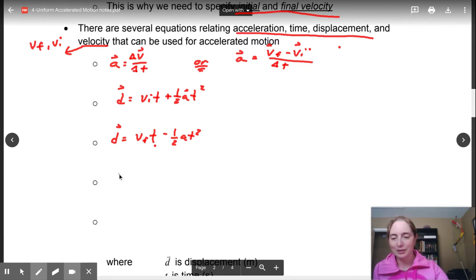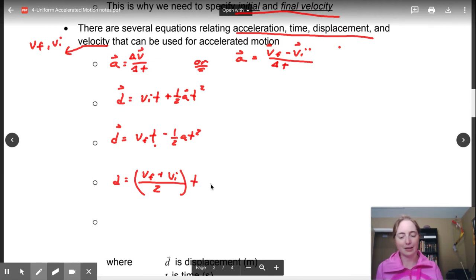Okay, so our next equation is our (v_f plus v_i) over 2 bracket times time. There's that equation. So v_f, final velocity, plus initial velocity, divided by 2, multiply by time. That gets you your displacement. And then there's this guy. So your final velocity squared is going to equal your initial velocity squared plus 2ad. This is another one that's a bit tricky to rearrange, so watch out for that.